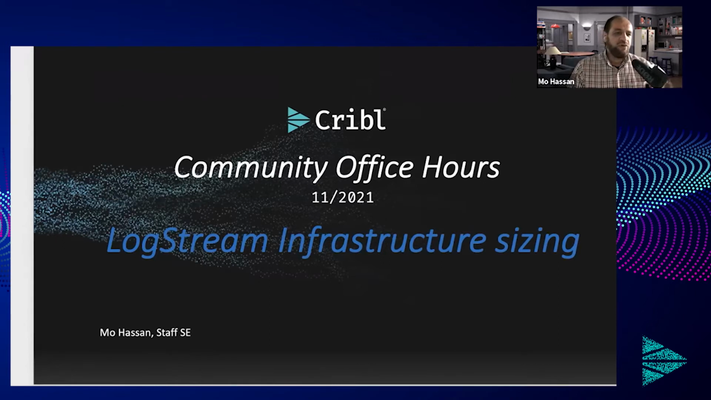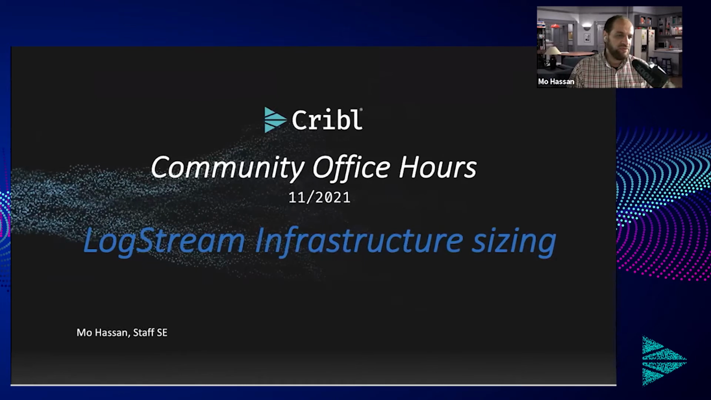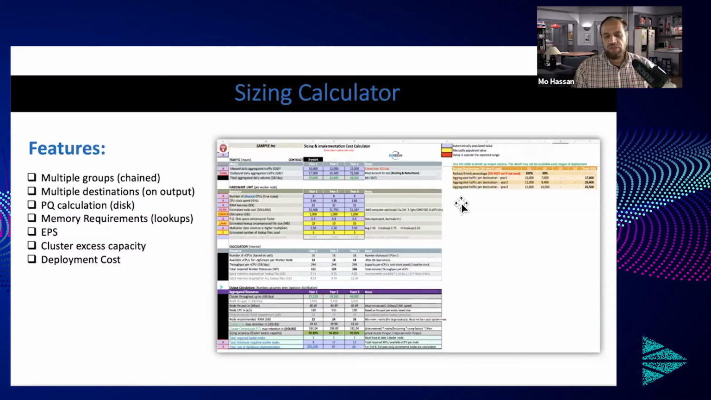All right. Before we start, the intention behind the session today, and let's make this interactive, guys. If you have any questions, don't make it one way. The goal is to get to the point where I will show you the sizing calculator I've been working on. It's different from the standard one you might have seen. I can do multiple groups, chaining from one group to another in the calculations. I can do multiple destinations in an automated fashion, if you will. I can do persistent queue calculations.